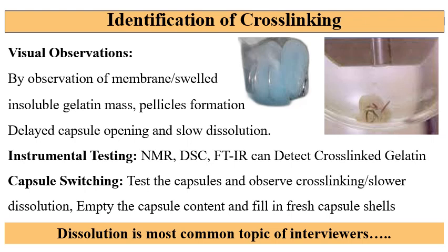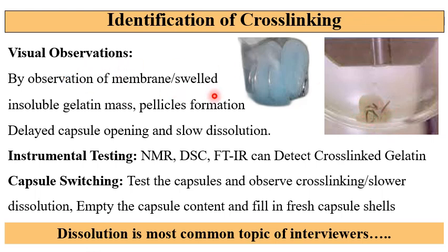Now, how is the cross-linking identified? See, cross-linking is also called pellicle formation. Another word is pellicle formation. So you can observe it visually. If your dissolution fails for a capsule formulation with gelatin, which may be a soft gelatin or hard gelatin capsule or gelatin coated tablet, by visual observation in the dissolution bowl, you can observe the formation of a membrane, a swelled cotton-like membrane, like this. This is the pellicle of the capsule, and this is the pellicle formation, or it is cross-linking.